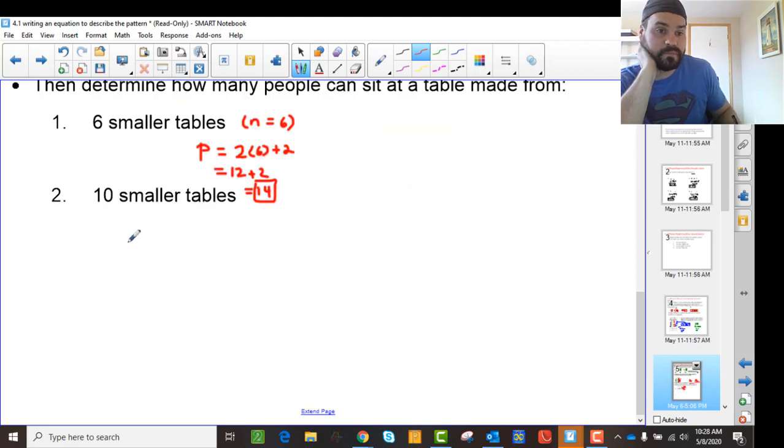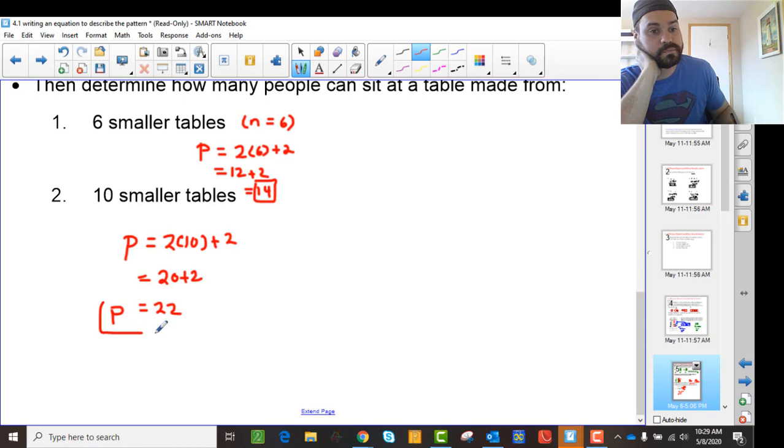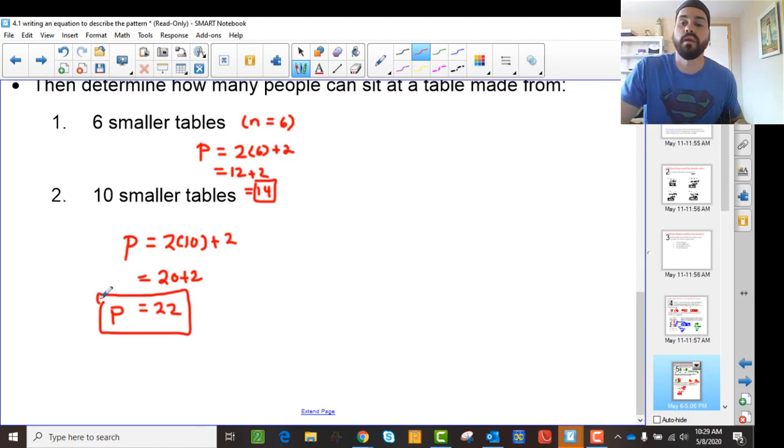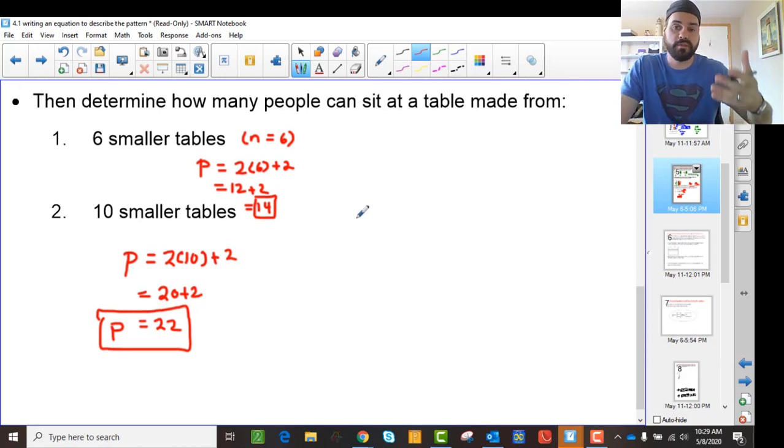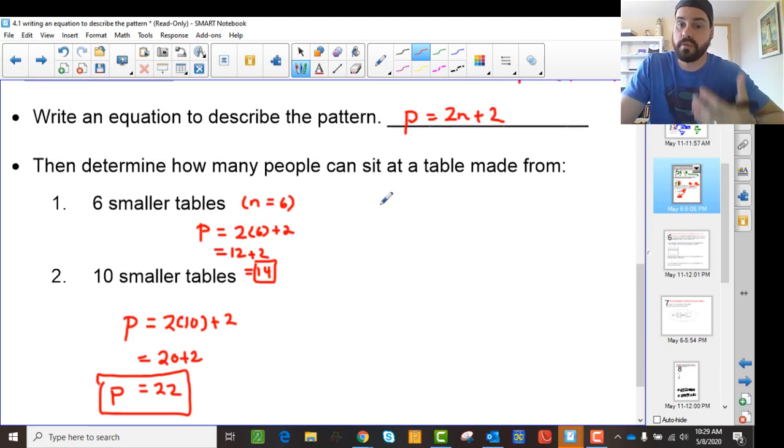If we do 10, same thing, it just means n is 10. So we go 2 times 10 plus 2. And that gives me 20 plus 2, which is 22. So we get P is equal to 22. So that's the idea of creating a table from a situation, and then using that table to create an equation, and then using that equation to predict other pieces of information.